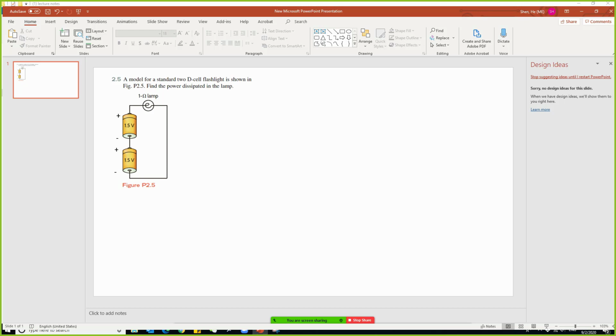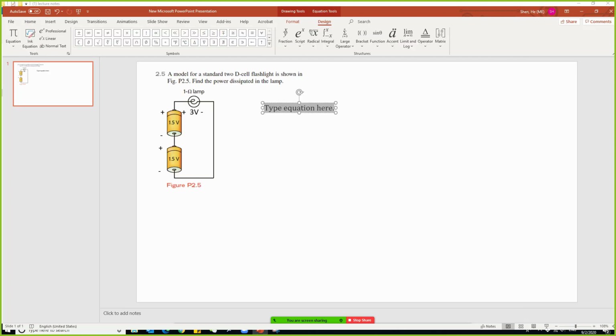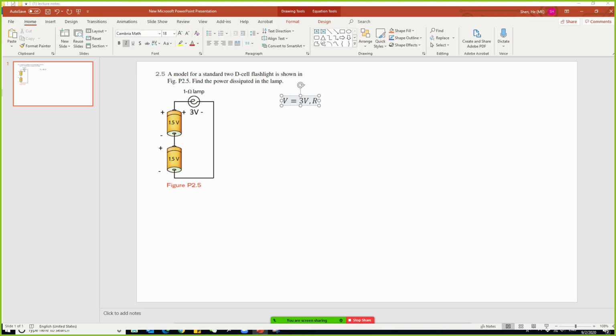So in total, this node will be higher than this node, which is connected to the wire, by 3 volts. So it basically tells us that the voltage on this lamp is 3 volts. So the voltage on this is 3 volts, and the resistance of this lamp is 1 ohm.